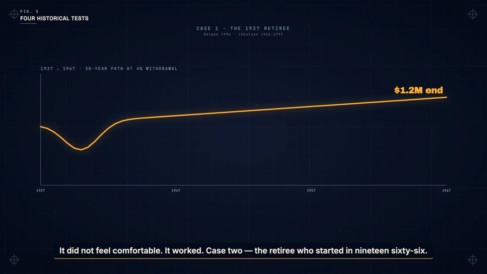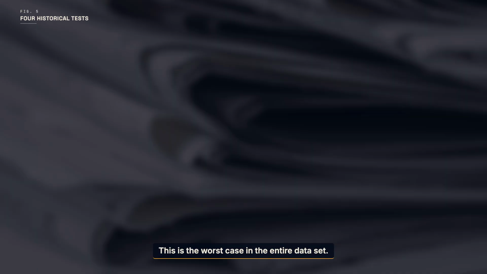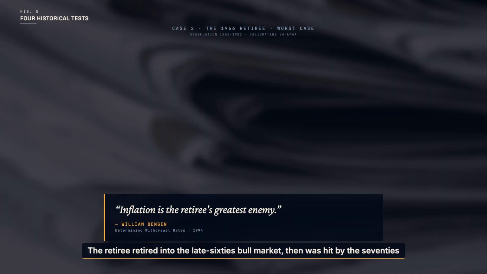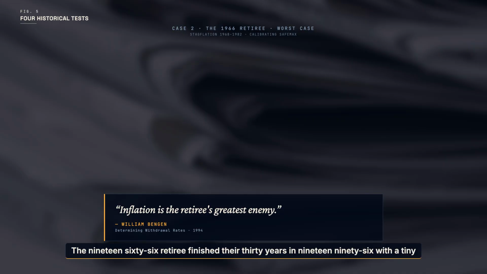Case 2, the retiree who started in 1966. This is the worst case in the entire data set. The retiree retired into the late 60s bull market, then was hit by the 70s stagflation. High inflation, stagnant returns, sustained for over a decade. Inflation, as Bengen himself said in 2025, is the retiree's greatest enemy. The 4% rule held, barely. The 1966 retiree finished their 30 years in 1996 with a tiny positive balance. The math worked. The retiree probably did not sleep well.